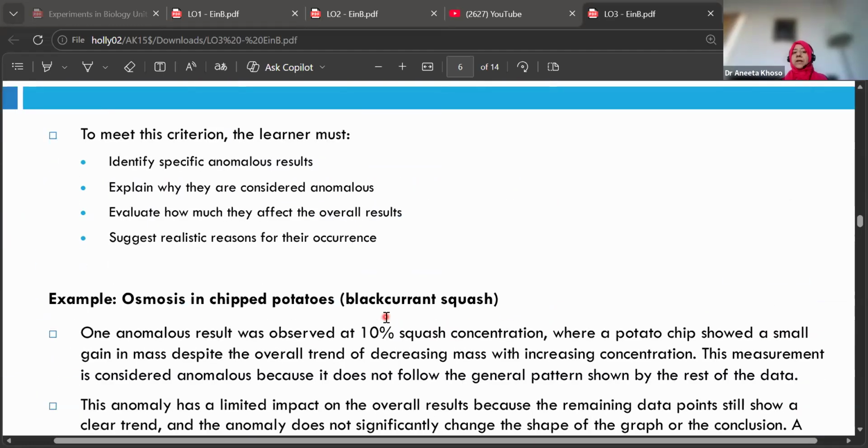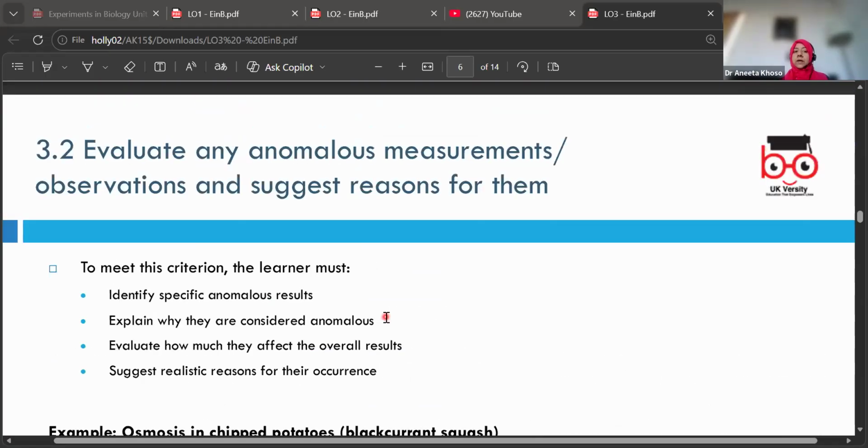Now, to meet this criterion, the last bit that we're talking about is to evaluate any anomalous measurements, observations, and suggest reasons for them. So, to meet this criterion, the learner must identify specific anomalous results, and explain why they are considered anomalous. Explain and evaluate how they may have impacted the overall results, and suggest realistic reasons for their occurrences.